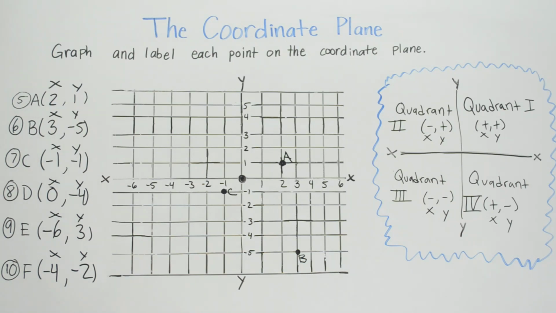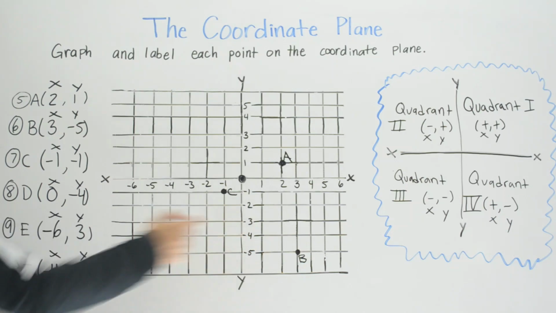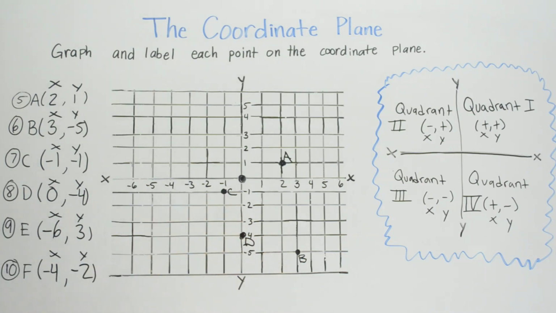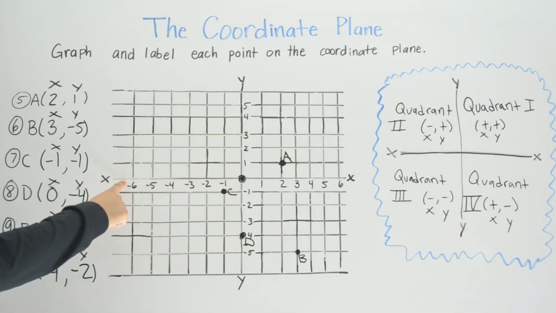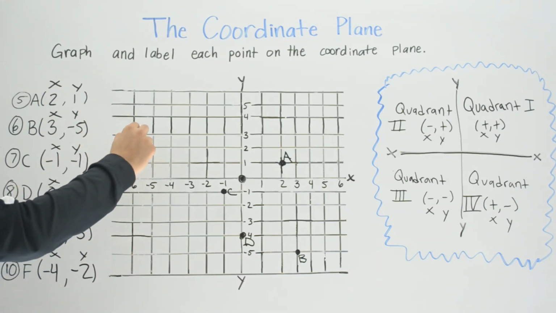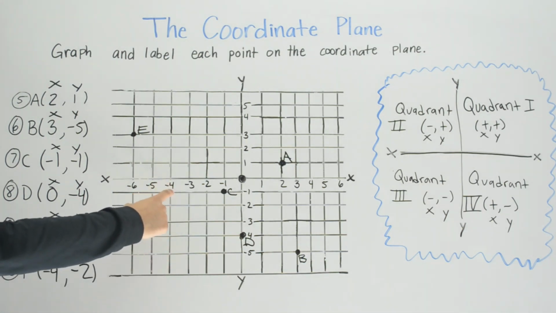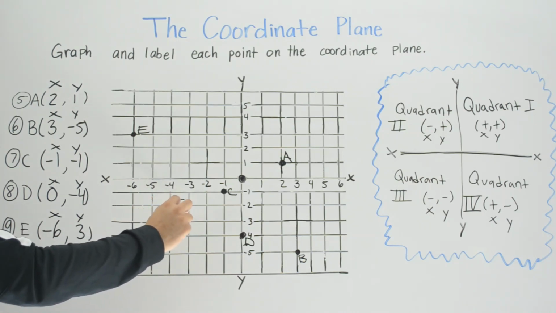So for number 8, we have 0 as x, and -4, so we're going to go down to -4. I'm just going to put it here, and that is going to be our D. And for number 9, we have -6 as x and y as +3. So we go to -6 on x, and we go up 3: 1, 2, 3. And we label it E. And our last one is -4 and -2. So we go -4, and we go down 1, 2. We label it F.